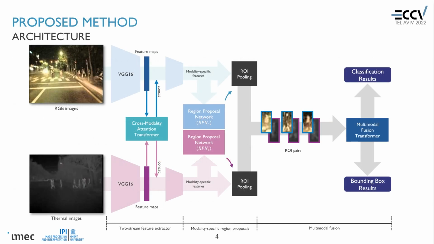Here is our proposed architecture. It is composed of three main parts. The first one is the two-stream feature extractor, including the cross-modality attention transformer to cross-reference the other modality's data. The second one is the modality-specific region proposals. We use two independent region proposal networks to find the proposals in each modality. The final part is the multimodal fusion. We fuse the proposals from the two modalities based on the ROI pairs and perform the classification and bounding box prediction.